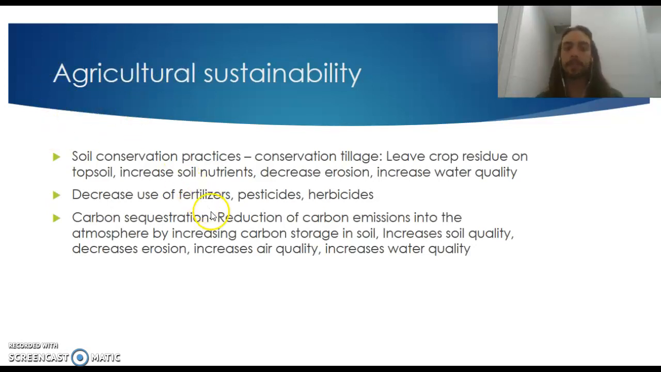So it's just going to be the reduction of carbon emissions in the atmosphere by increasing carbon storage in the soil, which increases soil quality, which decreases erosion, which increases air quality, and increases water quality.